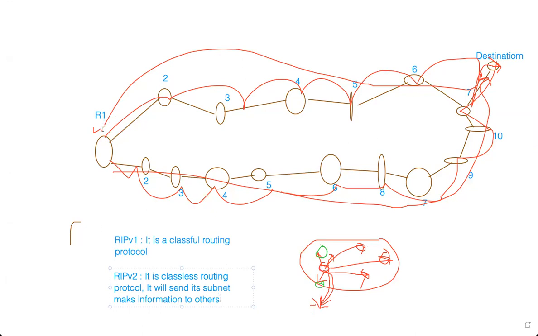For example, when R1 sends a message, if R2 and this R2 are in the same group, then only they will get the message saying, hey, I'm coming from a /24 network, which is a subnet mask. But RIP version 1 does not do that. What RIP version 1 does is simply broadcast. It does not send the message to members in the group with the subnet mask, but it just broadcasts the message to everyone. Can anyone tell what a broadcast is?